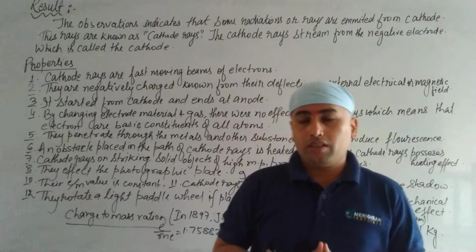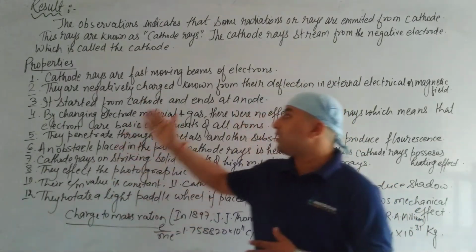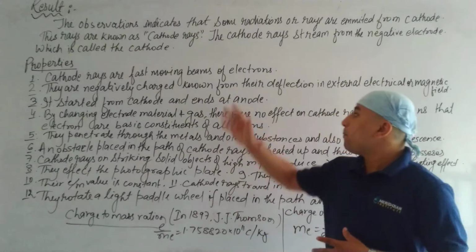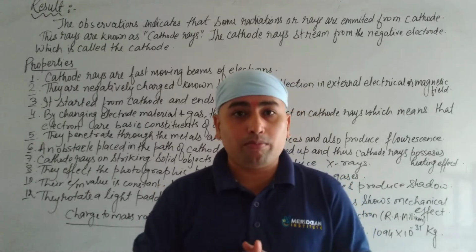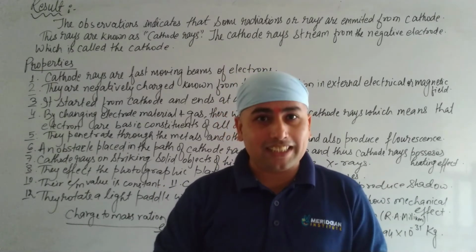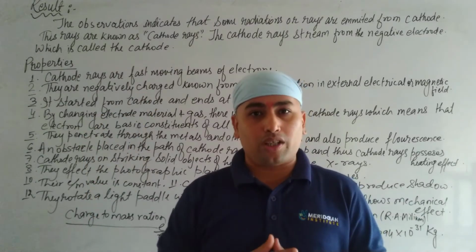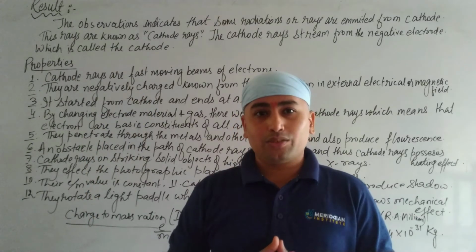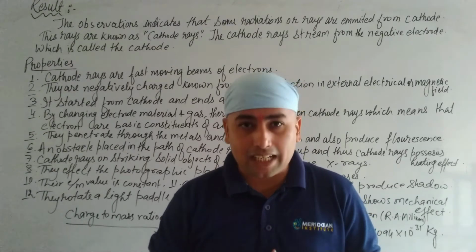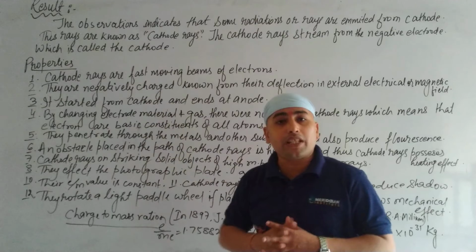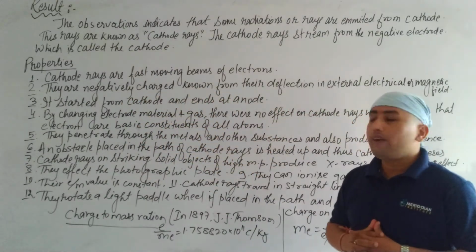Now, what were the properties of these cathode rays? Cathode rays are fast moving beams of electrons. When we noticed what subatomic particle is in this beam, it was negative charge, because it was developed from the negative electrode. So it will definitely contain a negative charge, and negative charge means an electron. That's why the first property of that experiment is that cathode rays are fast moving beams of electrons.